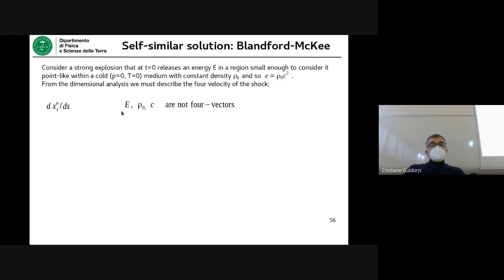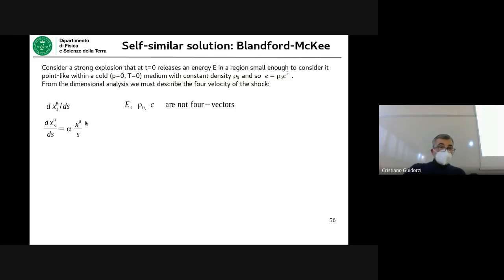But on the other side, what describes the property of the explosion as well as the property of the medium is capital E, the total energy, and the medium density, rho zero, which are not four-vectors. So the only way we can express this quantity, which is already Lorentz invariant, and which describes how the shock radius evolves with time, we would like to describe this, to constrain the way the shock expands.